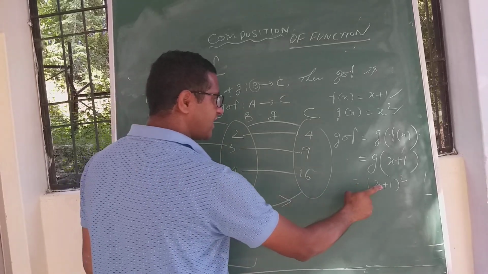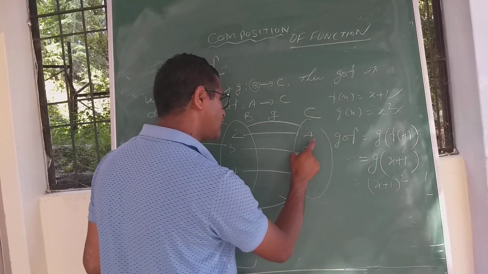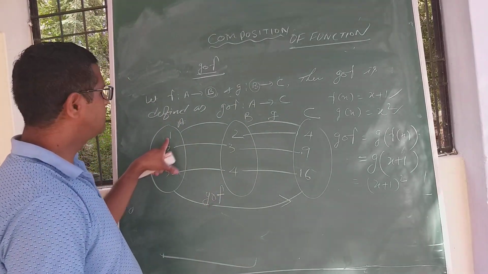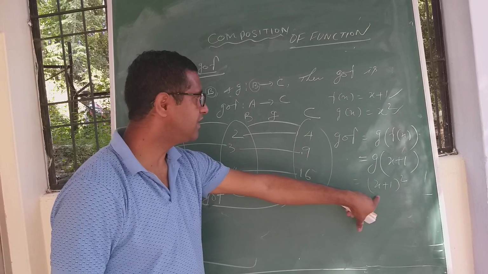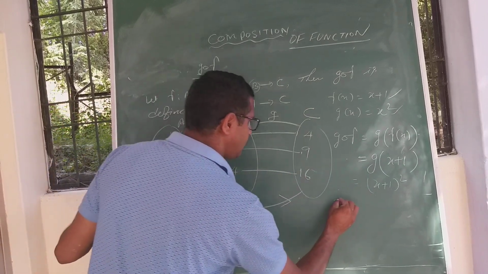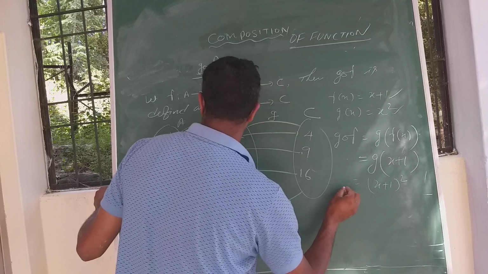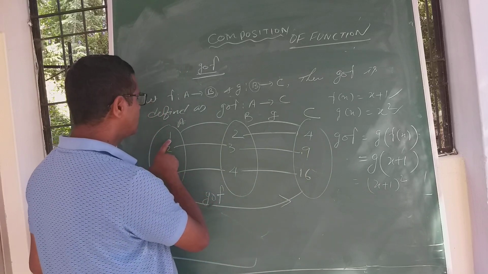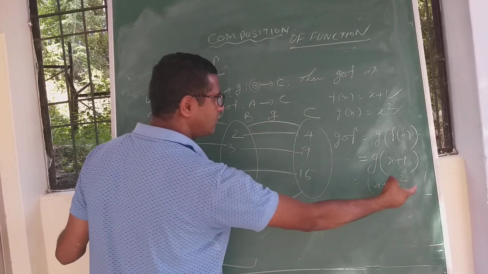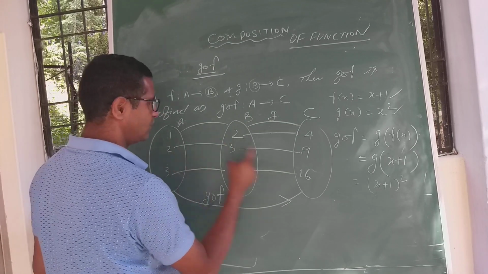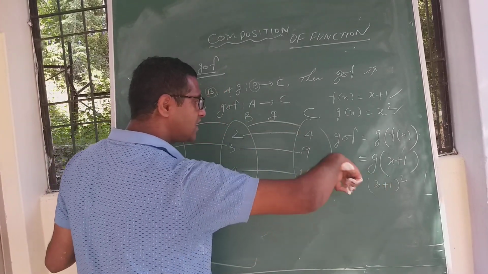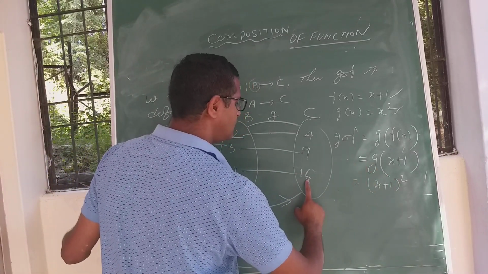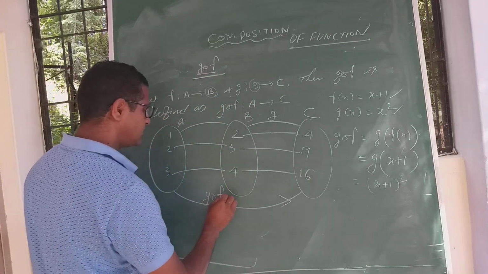Now let us verify this g of f equal to 4, 9, 16. Why? If we put x equal to 1, 1 plus 1, 2 square means 4. If you put x equal to 2, 2 plus 1, 3, 3 square equal to 9. If you put x equal to 3, 3 plus 1 whole square equal to 16. Hence, this is G of F, right?